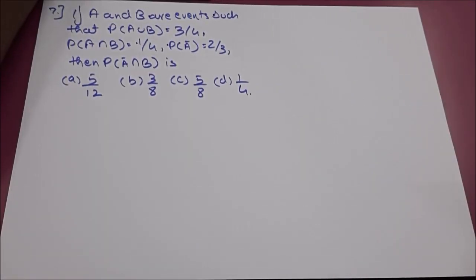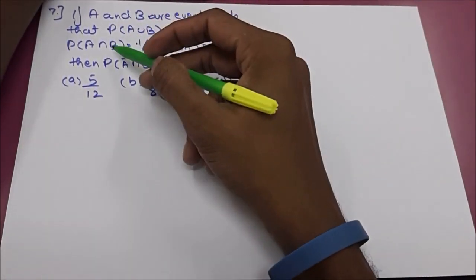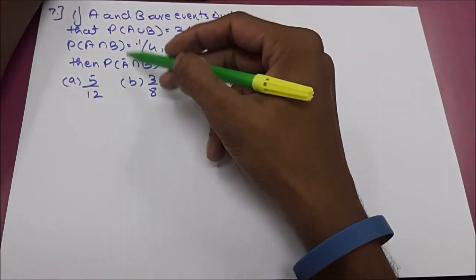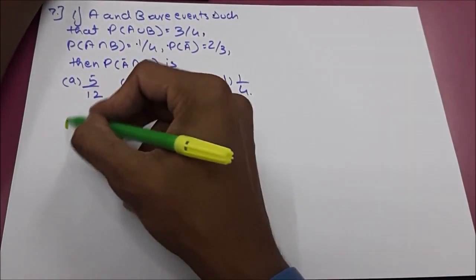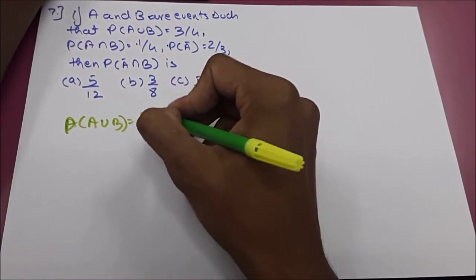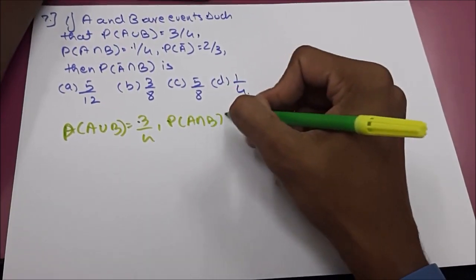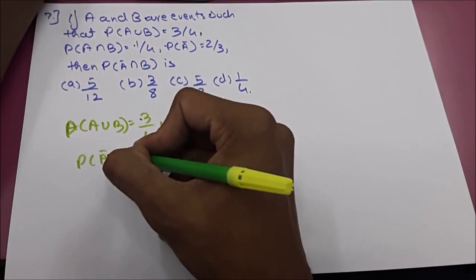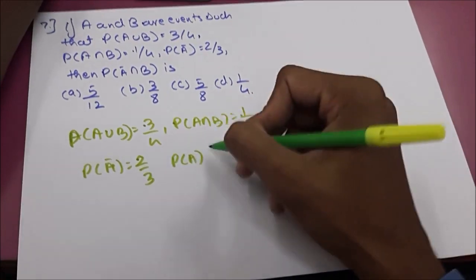Question 7. If A and B are events such that P of A union B is equal to 3 by 4, P of A intersection B is equal to 1 by 4, P of A bar is equal to 2 by 3, then P of A bar intersection B is, we have 4 options. We have P of A union B equal to 3 by 4, P of A intersection B equal to 1 by 4, P of A bar is equal to 2 by 3, which means P of A is equal to 1 by 3.